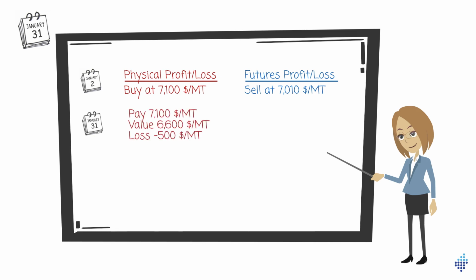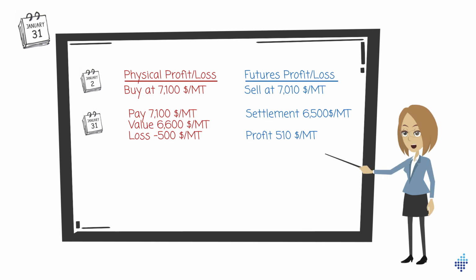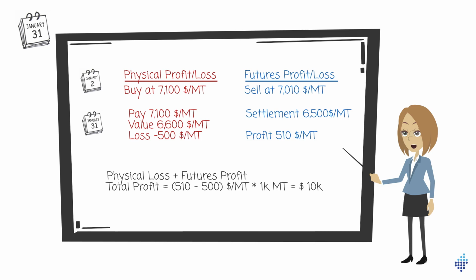On the 31st of January, the trader received the material and paid $7,100 per ton for it. As the material is now worth $6,600 per ton, the trader lost $500 per ton. At the same time, the futures position generated a profit of $510 per ton as the market settled at $6,500 per ton. In summary, the losses on the physical transaction are offset by the profits in the financial transaction.